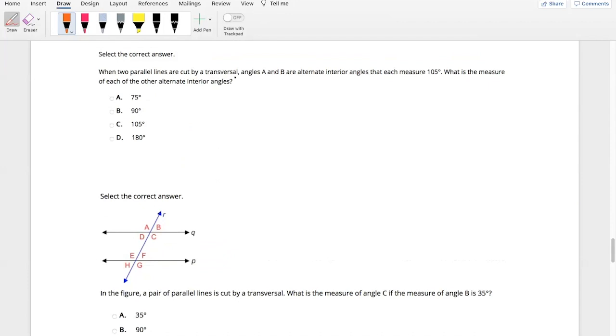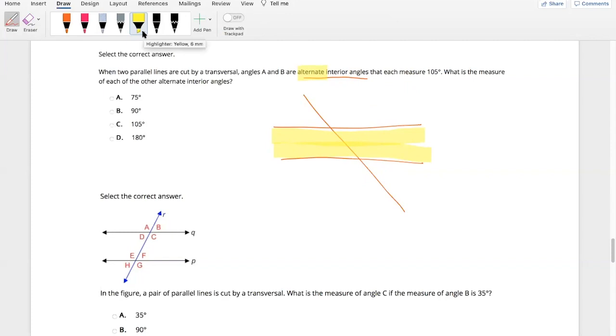When two parallel lines are cut by a transversal, angle A and B are alternate interior angles. Let's take a look at what those look like. So here's our two parallel lines cut by a transversal. And this here would be like the inside interior of your parallel lines. Out here, we would call the exterior. So in here, interior, and then alternate is another word for kind of opposite sides of each other.